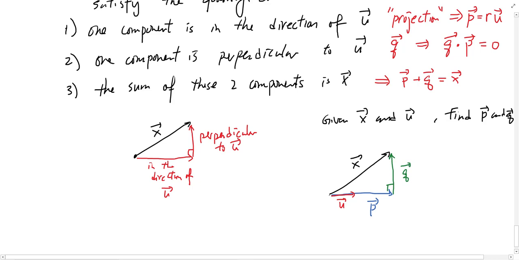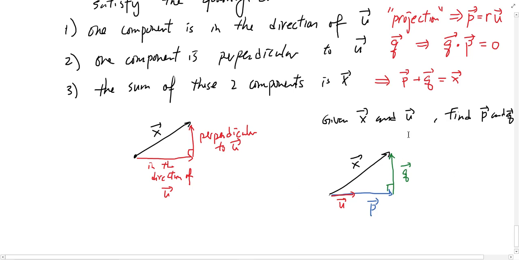So how do we actually go about doing this? Remember, we do know x and u, which indicates that I know the length of x and the length of u. In order to find the projection vector p, notice that we already know the direction of p, because p has to be in the direction of u. It has the same direction as u, but it may be longer or shorter, a different length. So all I really have to do is figure out how long it needs to be. And the way to do that is actually pretty simple.